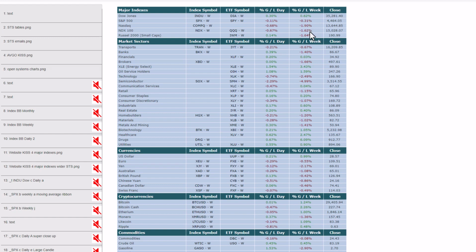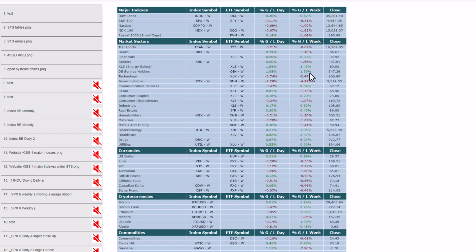Of course, strong weakness in the tech area. As I've stated, a lot of these FANG names have been selling off, weakening, especially Apple. The only real FANG stocks that are in uptrend still are Amazon and Google. But you can see NASDAQ down 1.9%, Russell down 1.6%.